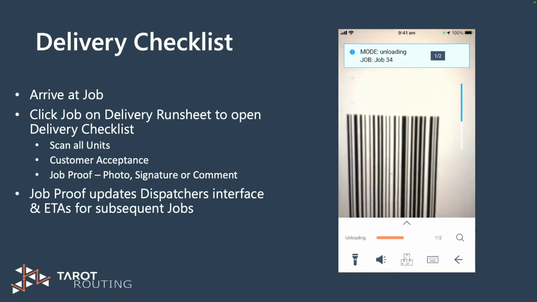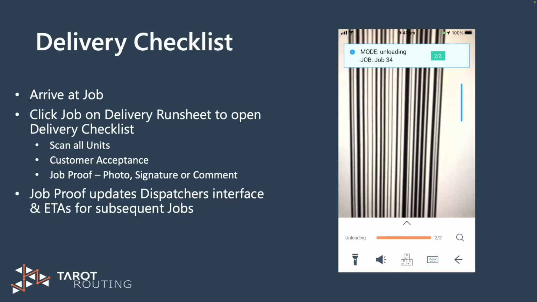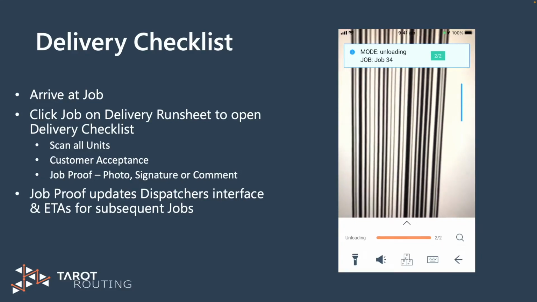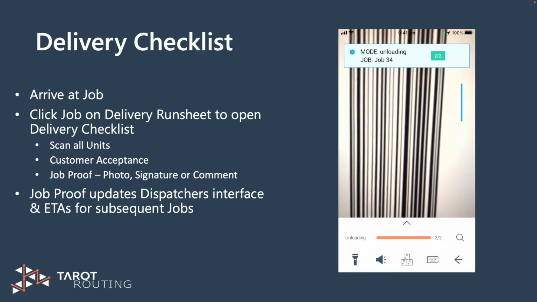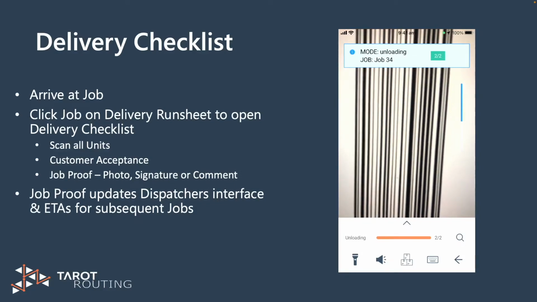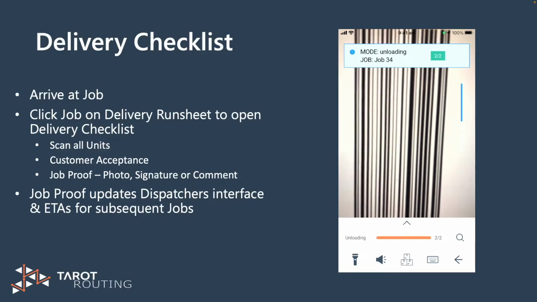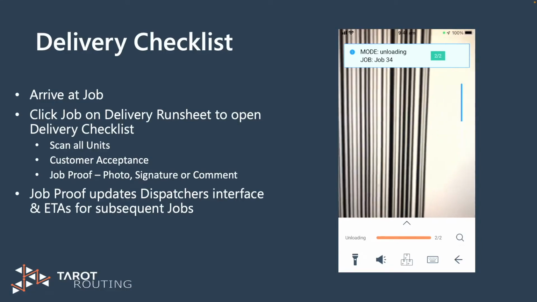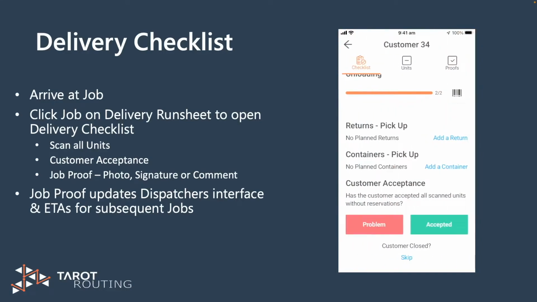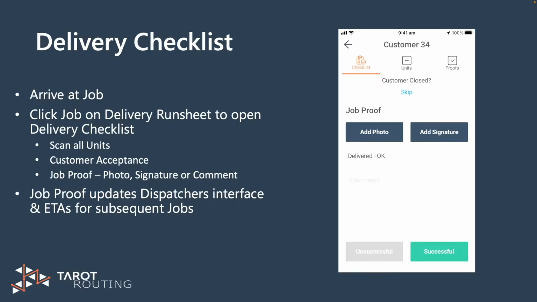When a barcode is recognized, you will receive a notification of a successful scan. The unit will be marked as delivered OK or your organization's default delivery proof reason. Otherwise, the camera functions in exactly the same way as it does while loading. Once you have scanned all barcodes, close the camera. The delivery checklist will automatically advance to customer acceptance. Assuming everything is okay, click Accepted, and you will advance to the job proof. The job proof is where you can record photos, signatures, or comments related to the delivery.